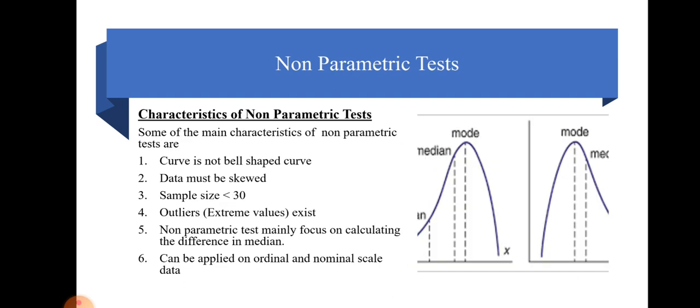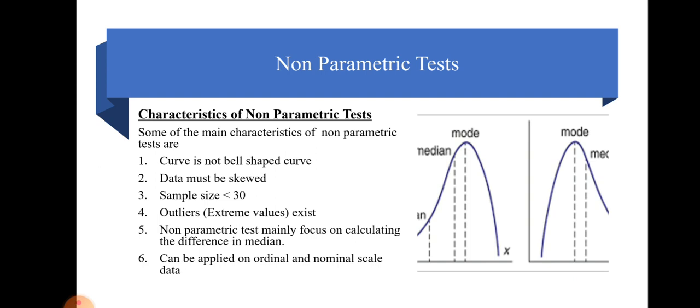So what are the characteristics? The curve is not a bell-shaped curve, there is some skew. Means the data is not equally distributed under the curve. It may be left side skewness or right side skewness. The sample size is normally considered under 30. Outliers exist, means outliers are the extreme values that are totally different from the normal range of the values that are under consideration.